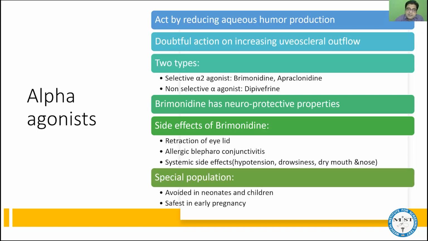Number two, the medicine can lead to allergic reactions very, very commonly. Number three, brimonidine eye drops can also lead to systemic side effects. These medicines will act on alpha 2 receptor and can lead to inhibitory changes in the body like hypotension, drowsiness, dry mouth, and dry nose, right?